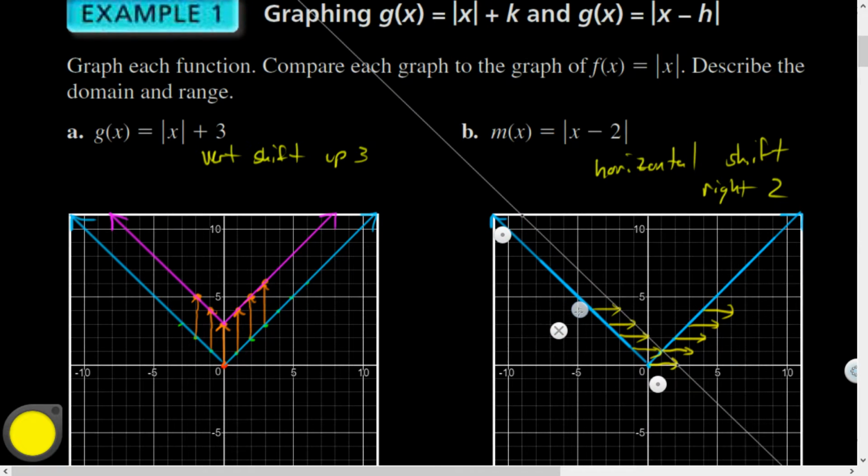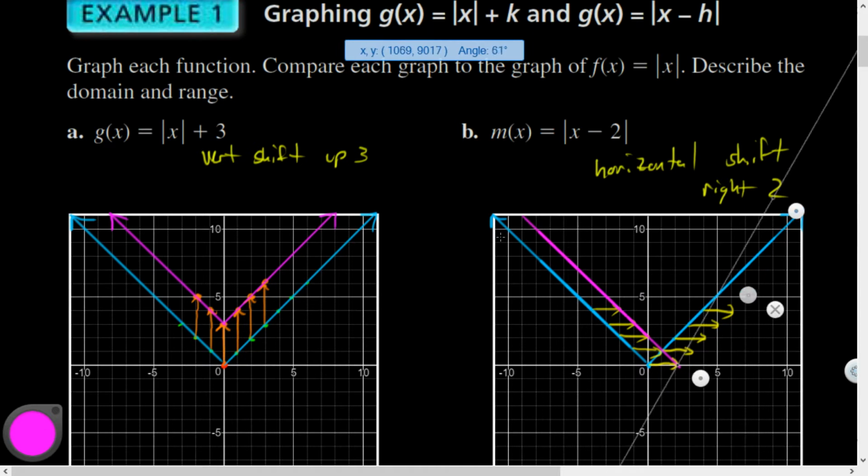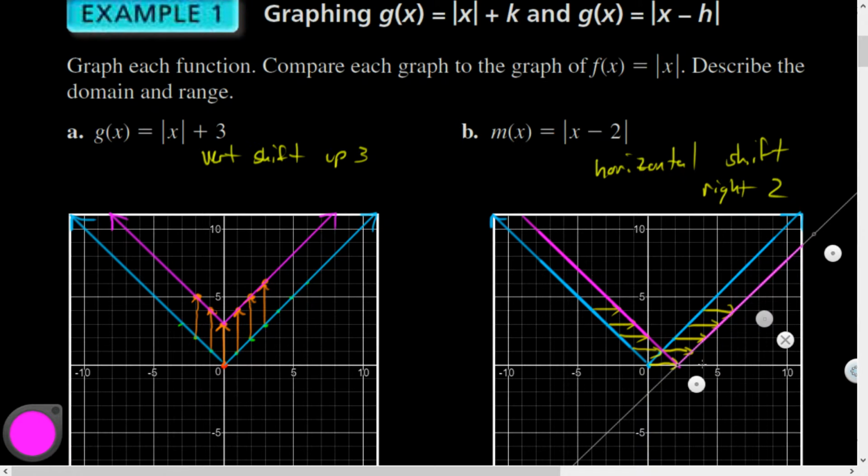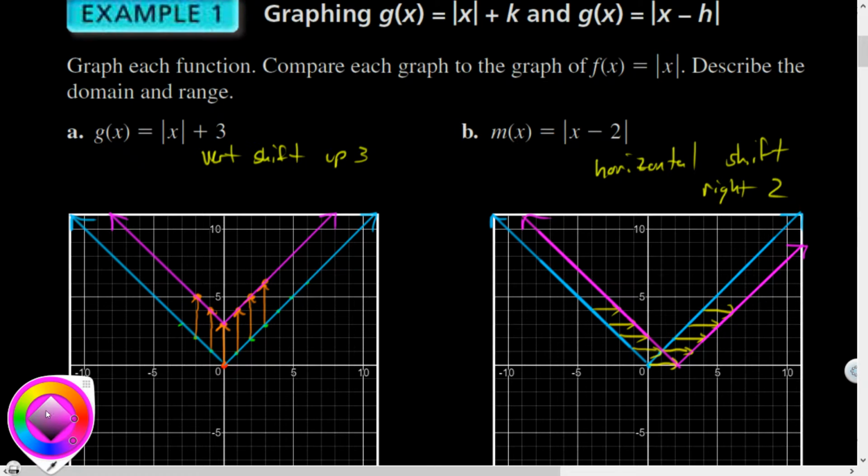Does this change the slope of my absolute value graph? No, it's parallel to the original, right? It's not any steeper. It just changes where it is. It was a horizontal translation. Right? So where's the vertex on this graph? Where's the vertex? Yeah, the vertex is right here. So the vertex is at 2, 0. Where was the vertex on this graph? That was 0, 3. All right.